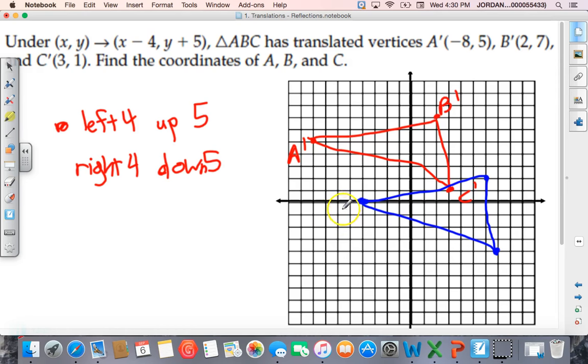Okay, so now here's the thing. When we notate this one, we're not going to use the primes. The shape we had before is the primes. We're writing the original. So this is A, this point is B, and then this point is C. Okay, so now at this point you might think, well, we're done. But remember the question says find the coordinates. So our answer is actually the coordinates of these 3 points.